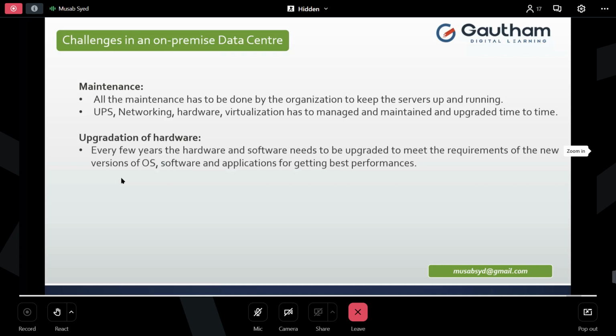So once 5 years are crossed, what do you have to do? Again, you have to purchase new hardware. Chalo, the last 5 years I was doing well. I purchased good hardware, I made an investment of 4 to 5 crores. This year there are losses to the company and there is no budget. Then it is going to become a big headache.